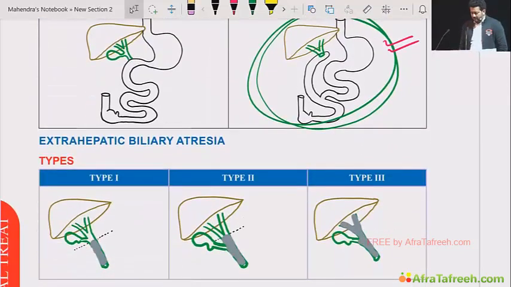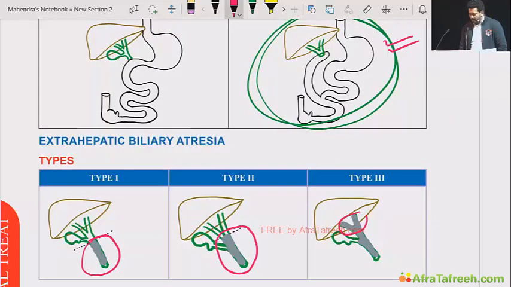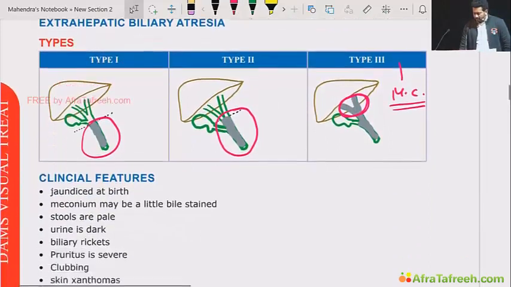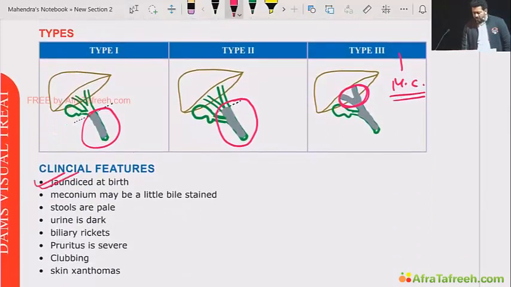Extrahepatic biliary atresia. Type 1 is when it is involving only the CBD. Type 2 is if it is involving the common hepatic duct also. And type 3 is when it is involving the right and left hepatic duct also. Type 3 is the most common type. Clinical features: it is mainly the jaundice which is present at the time of birth, and there are features of obstructive jaundice.